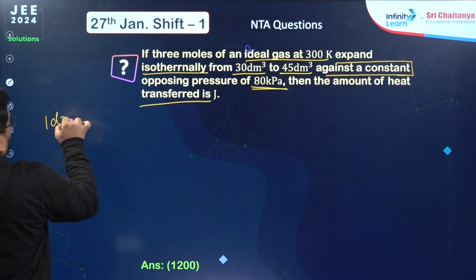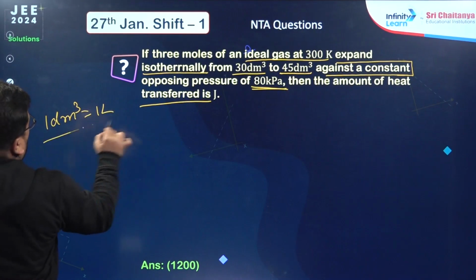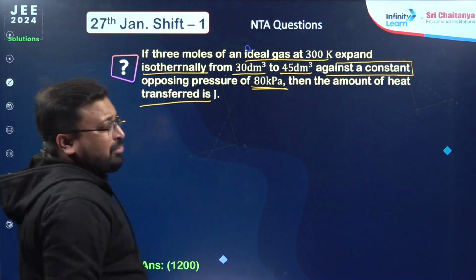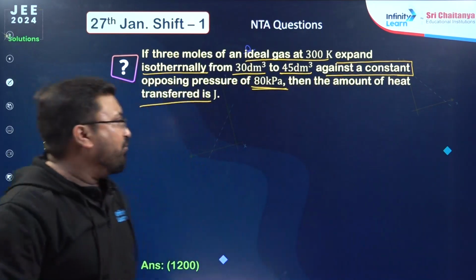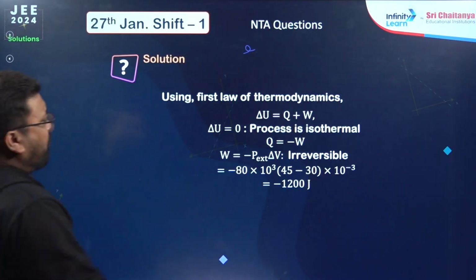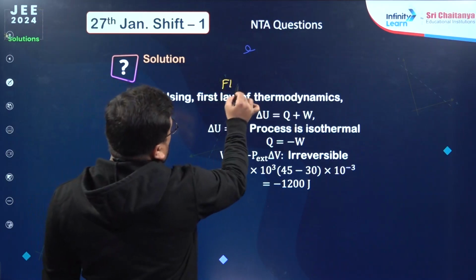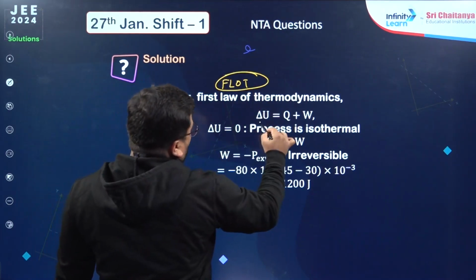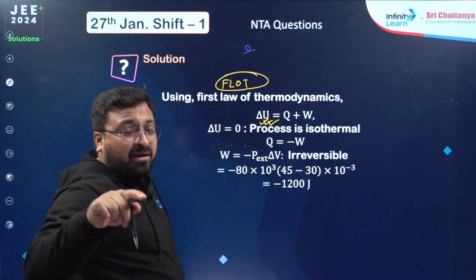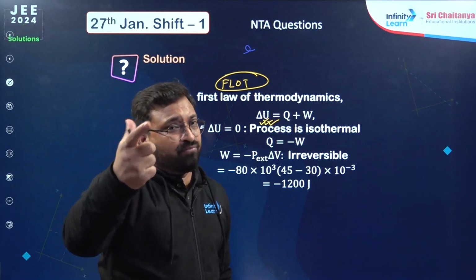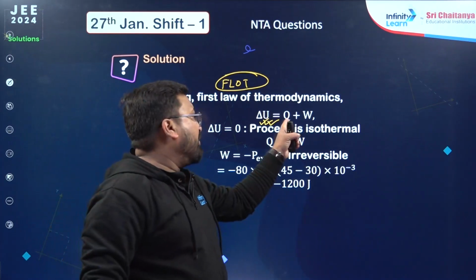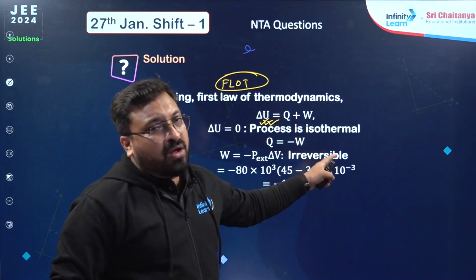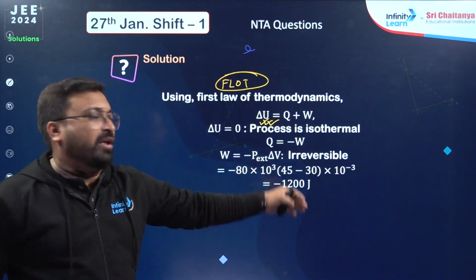1 dm cube means 1 liter. Okay, so Pascal is Newton per meter square. So we are going to use this technique. So try to find this calculation. So bacha, look, from the first law of thermodynamics, whatever change in internal energy happens is by the exchange of energy. And exchange of energy can only happen in two ways, either by providing heat or by work. This is one of the best things in whole chemistry.